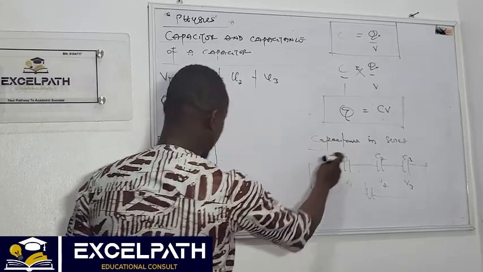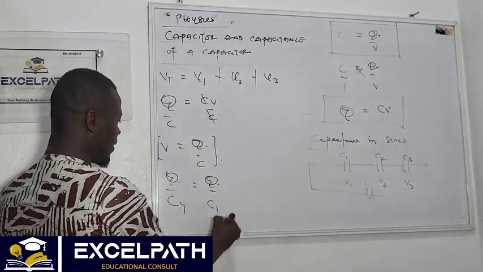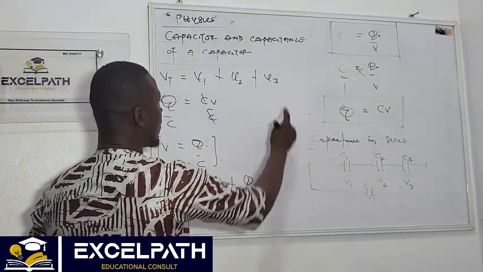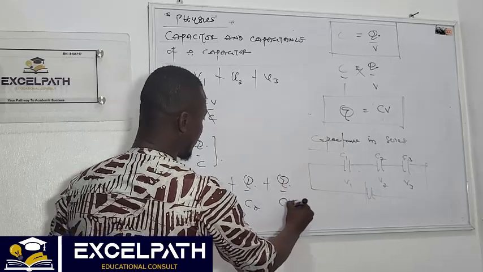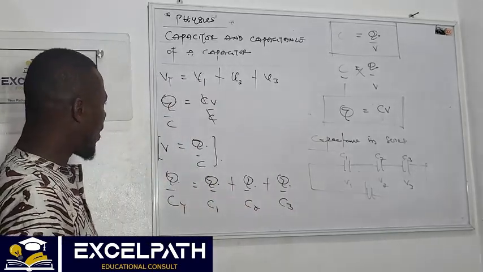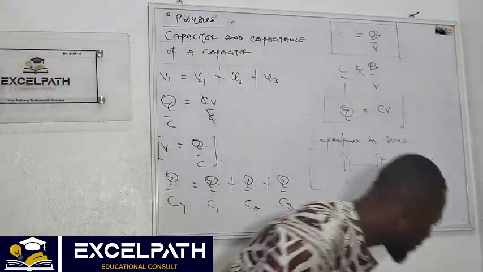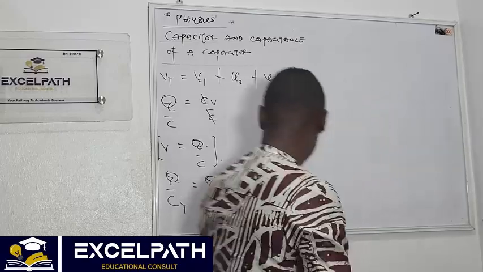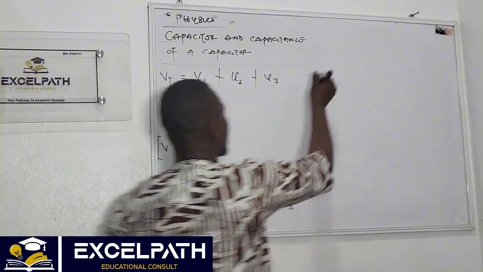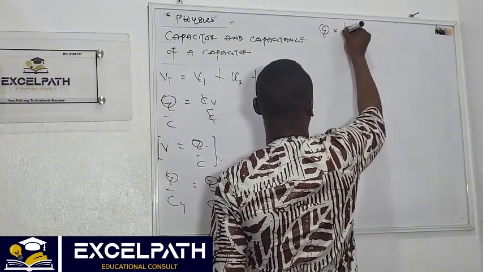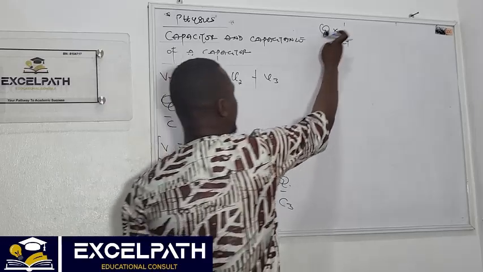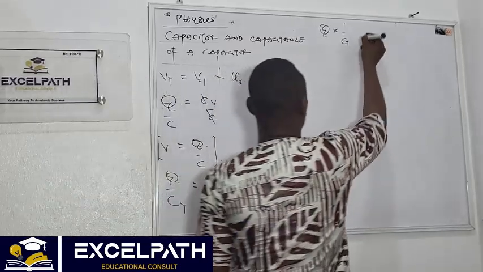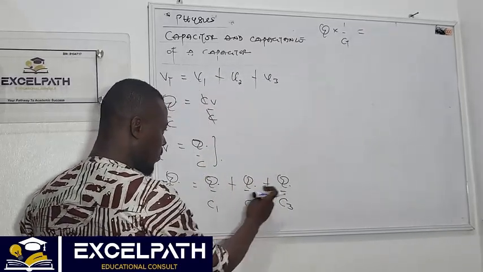This V1 is across C1. That should be Q over C1 plus, likewise this one will be Q over C2, while the last one will be Q over C3. Having this, you move further, say this Q over C total can give me Q times 1 over C total, because this Q times 1 gives me Q over C total.